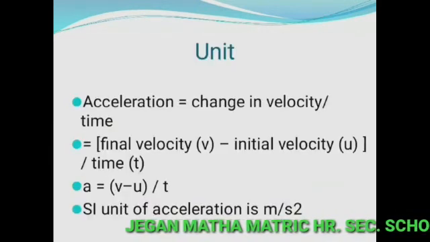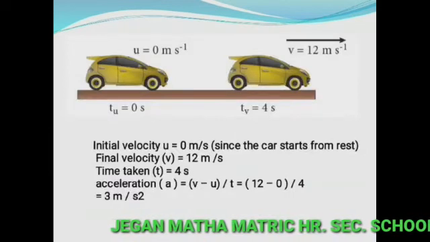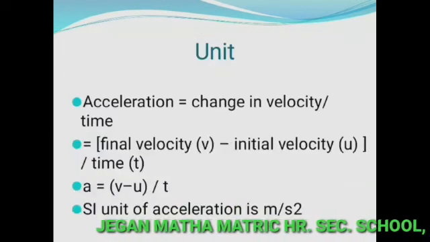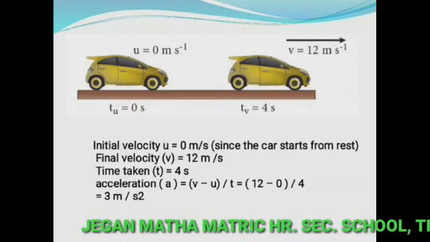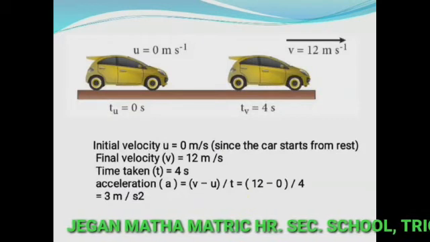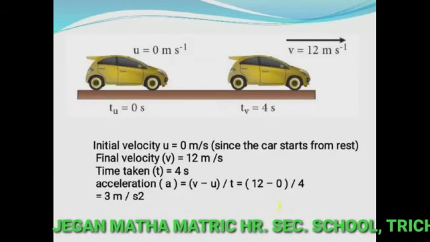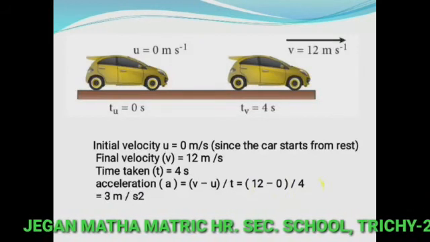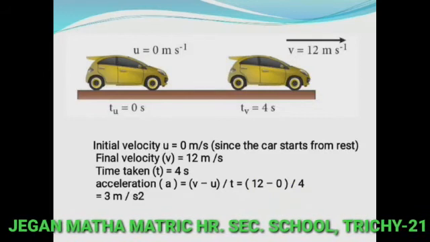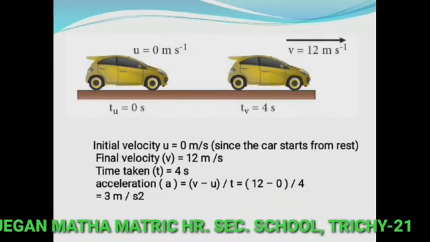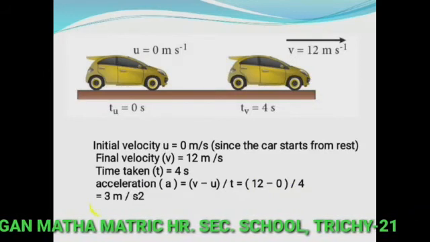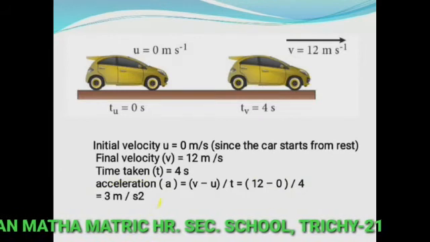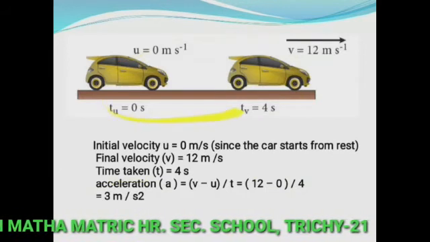So we know the formula a is equal to v minus u by t. By substituting these values, final velocity v is 12, initial velocity u is 0. So 12 minus 0, we get 12, divided by time taken, 4 seconds. So we get 3 meter per second square. So this is the acceleration of this car.